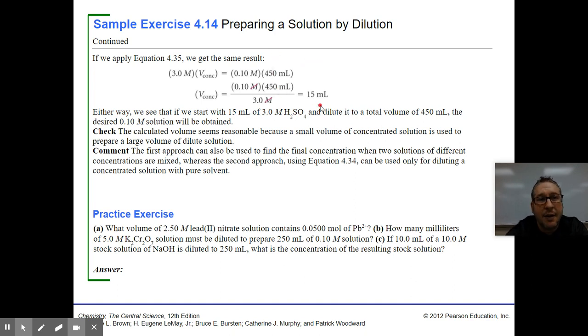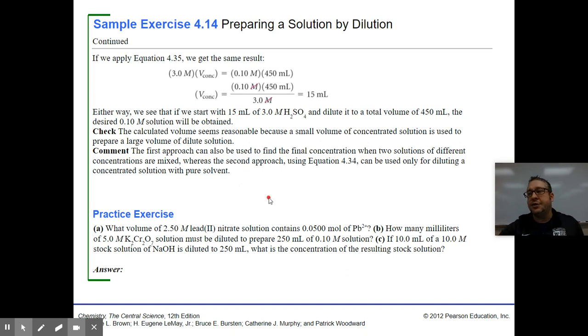So we're taking this amount out of the 3 molar solution bottle, placing that 15 milliliters into a 450 milliliter volumetric flask, and filling it up with water all the way up to that line, and we will have a concentration of 0.10 molar. Okay?